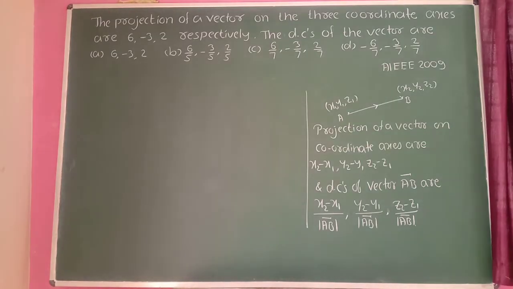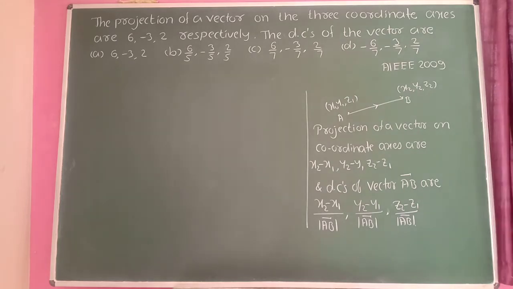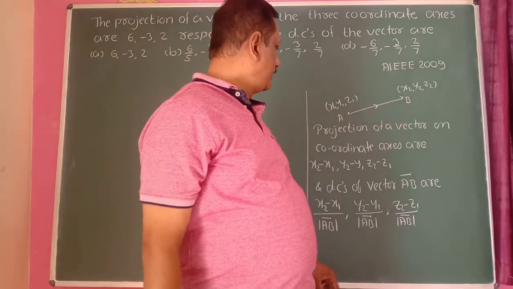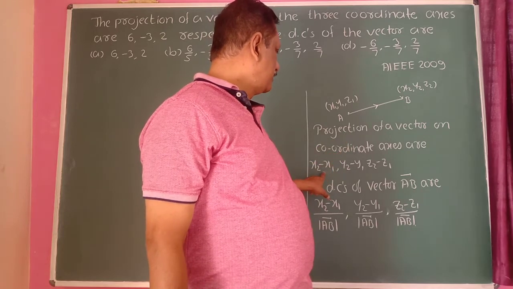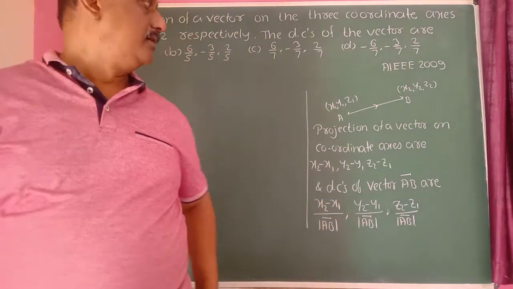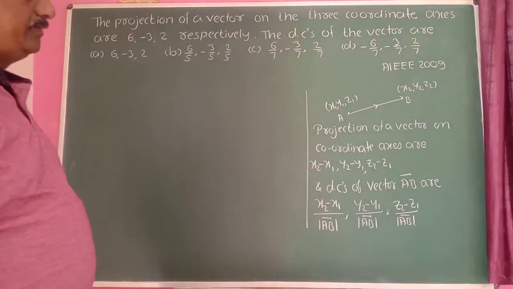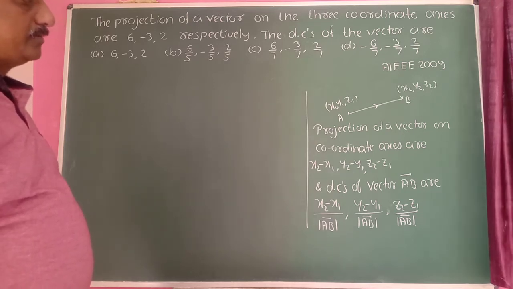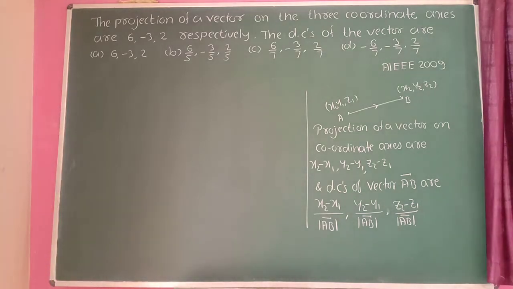The projections of the vector on the three coordinate axes are 6, minus 3, 2 respectively. The direction cosines of the vector are what here? Four options are there. Suppose AB is the vector passing through two points. The projections of a vector on the coordinate axes are x2 minus x1, y2 minus y1 and z2 minus z1. And the direction cosines of the vector AB are (x2 minus x1)/modulus of AB, (y2 minus y1)/modulus of AB and (z2 minus z1)/modulus of AB.